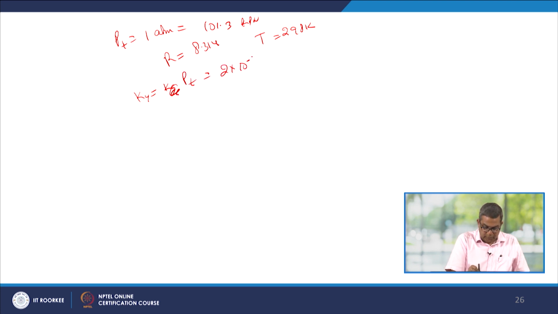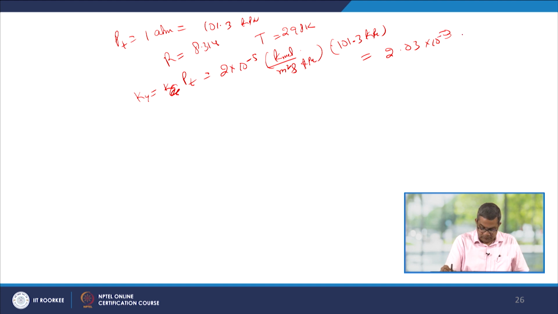So in this case, the diffusion of methanol occurs through non-diffusing N2. Given that PT is equal to 1 atmosphere, that is 101.3 kilopascal, R is equal to 8.314, T is equal to 298 Kelvin. So Ky is equal to Kg PT, that is 2 into 10 to the power minus 5 kilomole per meter square second kilopascal into 101.3 kilopascal, which comes out to be 2.03 into 10 to the power minus 3 kilomole per meter square second delta y.